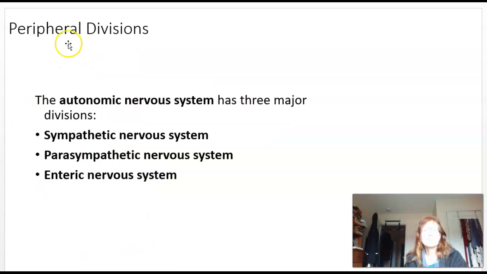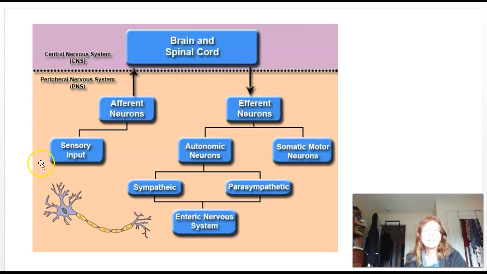The peripheral division, again, so we're still on the peripheral nervous system. We can look at the autonomic nervous system as having three major divisions: sympathetic, parasympathetic, and then this third one, which we've talked about a little bit, and that's the enteric nervous system. So here's a nice flow chart that kind of shows us that.